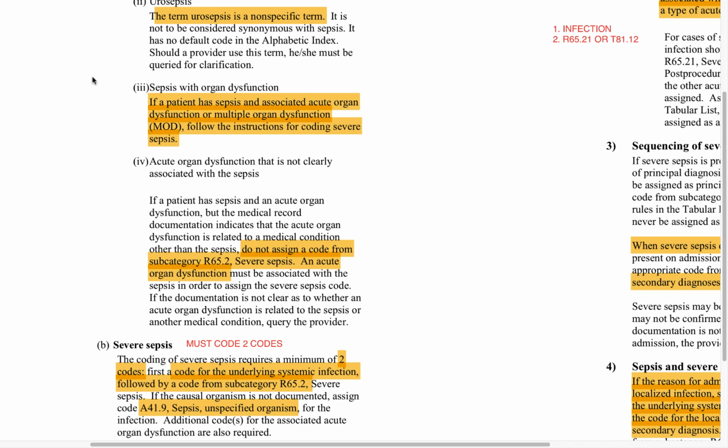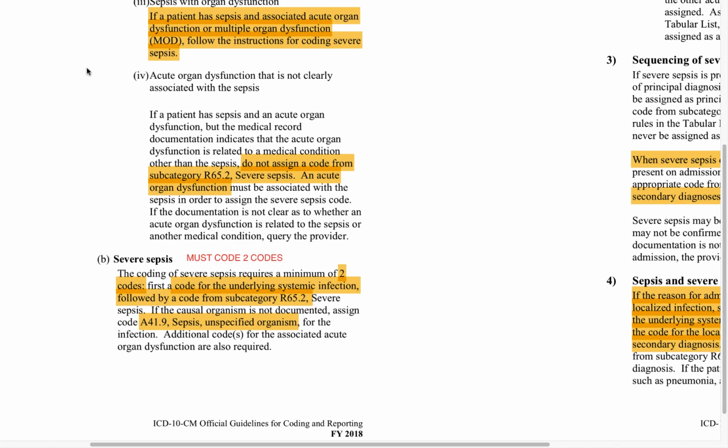If a patient has sepsis and associated acute organ dysfunction or multiple organ dysfunction, MOD, follow the instructions for coding severe sepsis. Let's talk about severe sepsis. Make a note that there should always be two codes when coding severe sepsis. First, the code for the underlying infection, followed by the code from subcategory R65.2, severe sepsis. If the causal organism is not documented, assign code A41.9, sepsis unspecified organism.